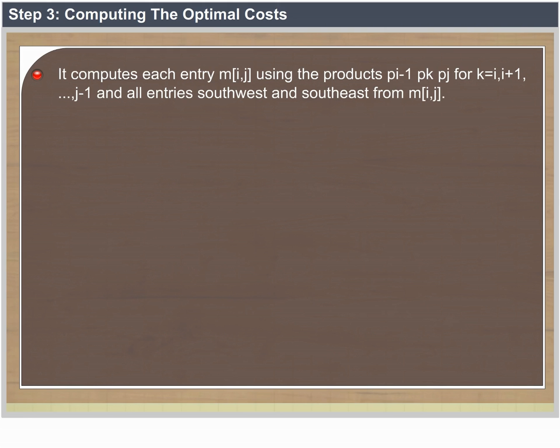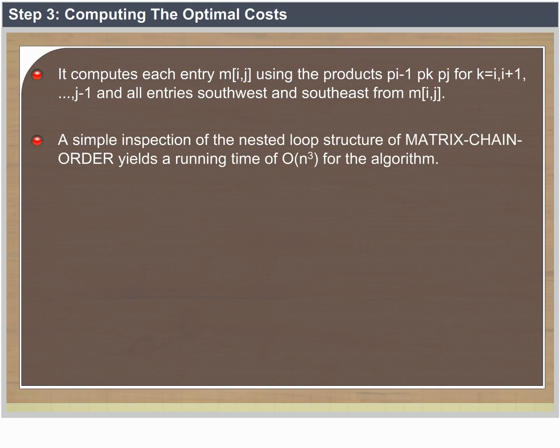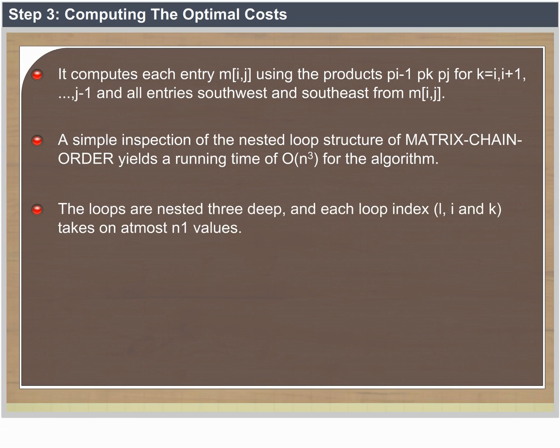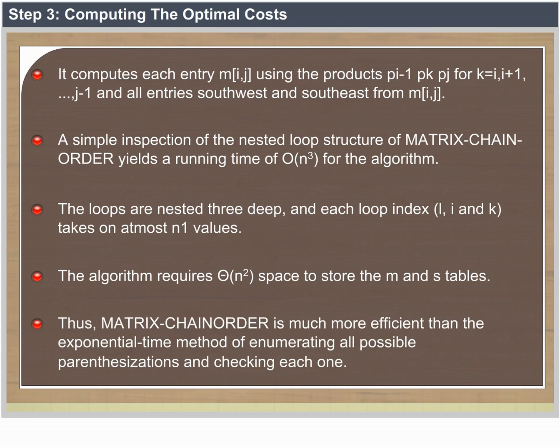A simple inspection of the nested loop structure of Matrix-Chain-Order yields a running time of O(n^3) for the algorithm. The loops are nested three deep, and each loop index l, i and k takes on at most n-1 values. The algorithm requires Θ(n^2) space to store the m and s tables. Thus, Matrix-Chain-Order is much more efficient than the exponential time method of enumerating all possible parenthesizations and checking each one.